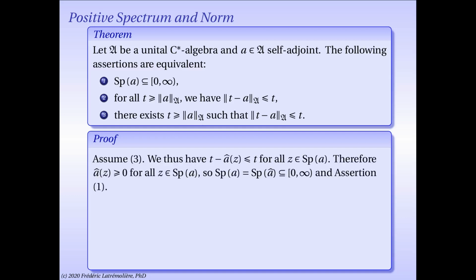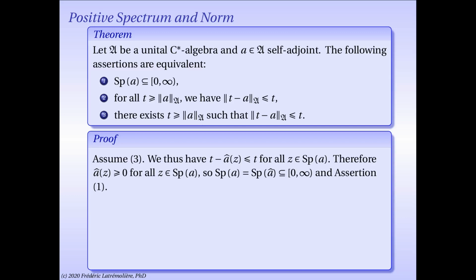So now I'm going to assume 3 and try to prove 1. Again, I have an element A, self-adjoint, and a real number t, so that t is greater or equal than the norm of A, and at the same time, the norm of t minus A is less or equal than t, and I would like to prove that the spectrum of this A is contained in the positive half-line.